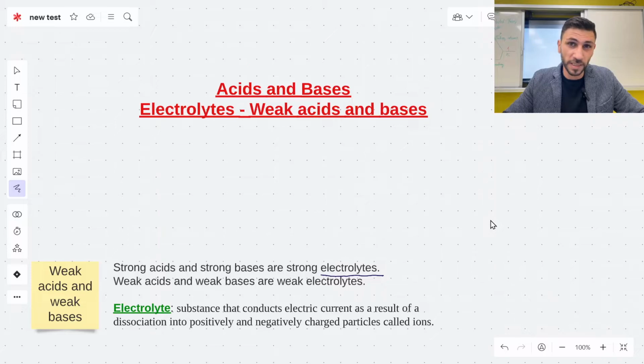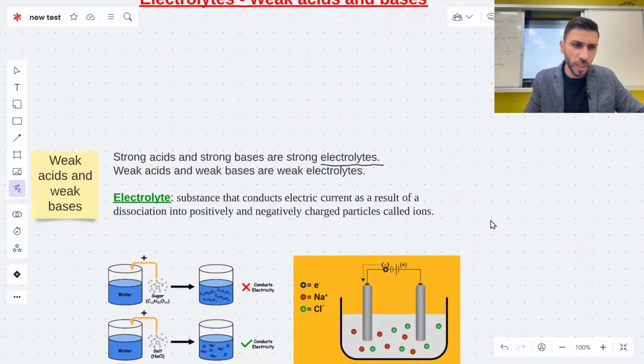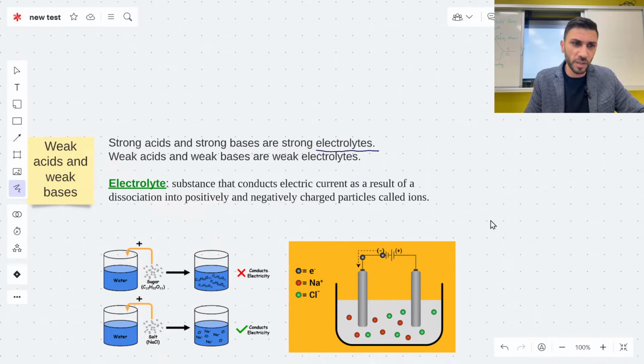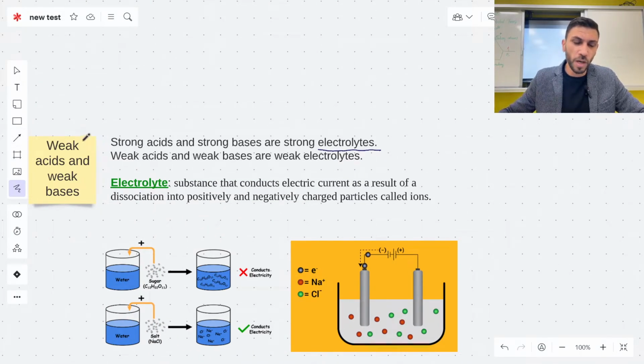It's about the acids and bases. Today we're going to focus on the electrolytes, weak acids, and weak bases. So let's get started. Weak acids and weak bases.